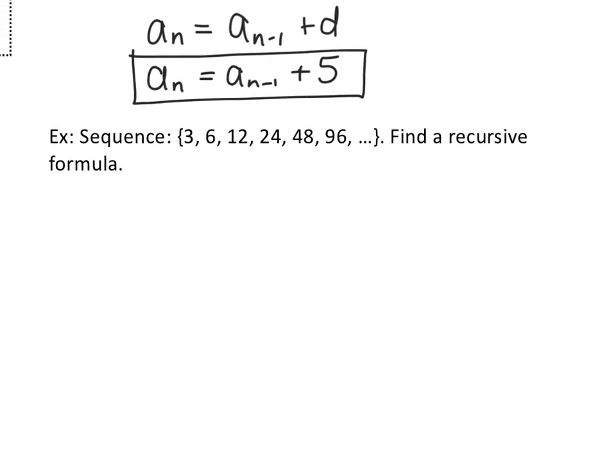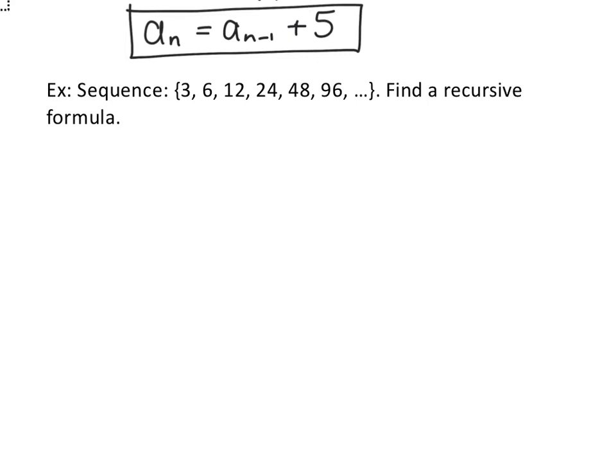Let's do another example here. Our sequence is 3, 6, 12, 24, 48, 96, and we want to find the recursive formula. So again, we're going to start with determining if this is arithmetic or geometric. We need to look at the numbers and figure out how we get from the first to the second. So in this one, we could do 3 plus 3 is 6, but we wouldn't be able to add 3 to the 6 to get to the 12. So that's not going to work.